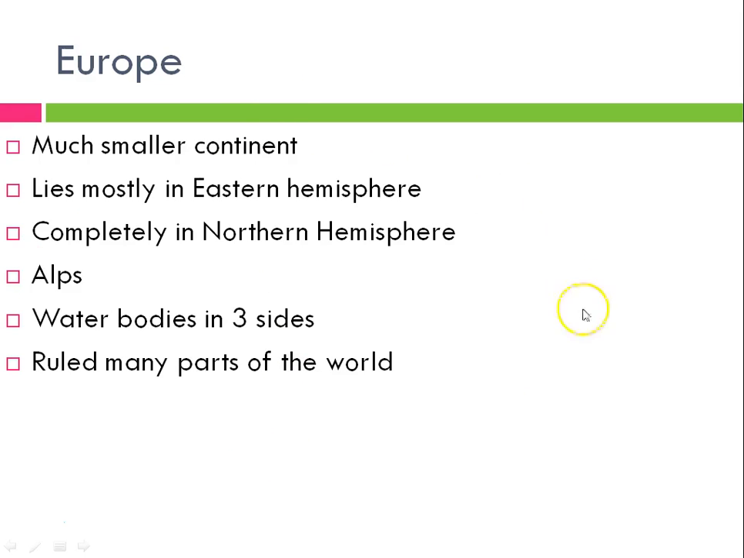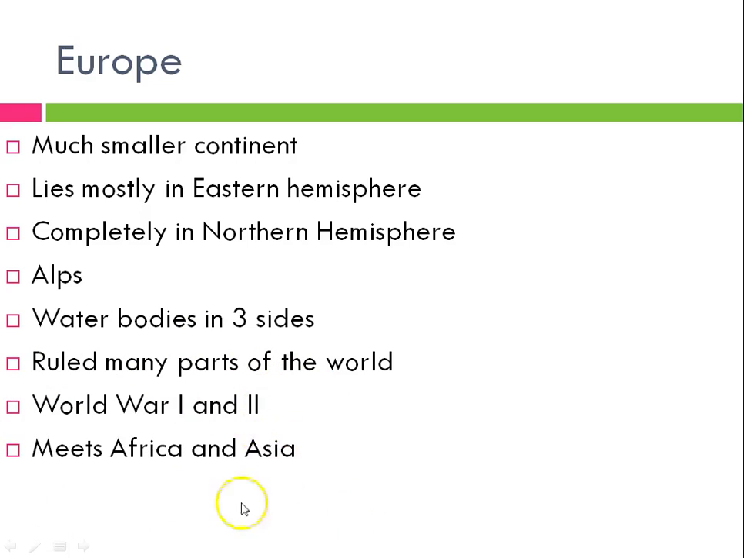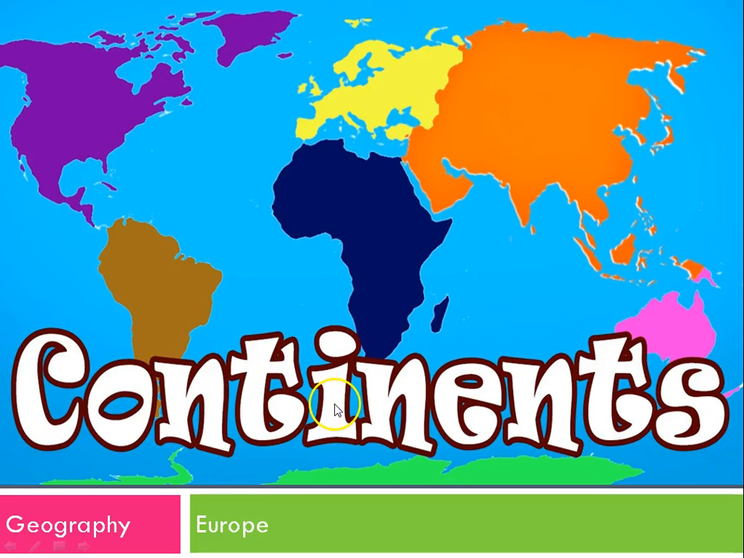Then you have other parts of the world. I'm giving you 2 or 3 examples, like Sudan, say for example, a country in Africa was ruled by British. Parts of Indonesia were ruled by Holland, or Dutch people. Both World War I and World War II, the major players were countries from this part. Meets Africa and Asia, which we have already seen, right? So that's everything regarding Europe.